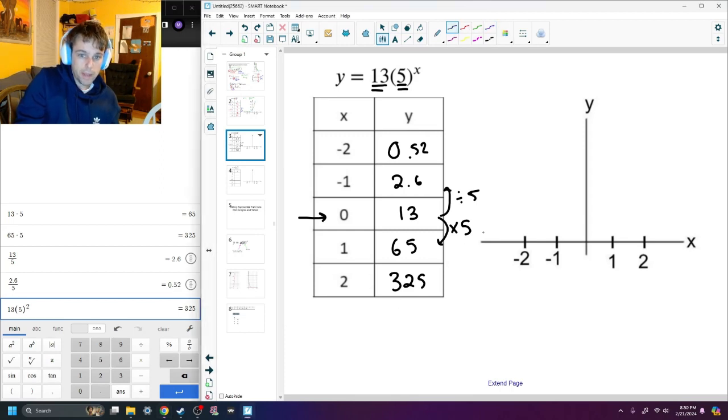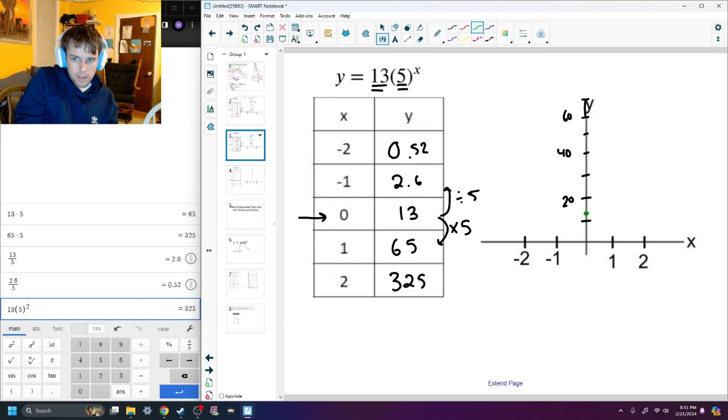Now I need to scale my axis. These are a lot of kind of strange numbers, 13, 65, and so forth. So I'm going to just count by tens. So 10, 20, 30, 40, 50, 60, 70. Okay, so counted by tens, and I'm just going to have to approximate some of these numbers. So I'll start with this one, 0, 13.